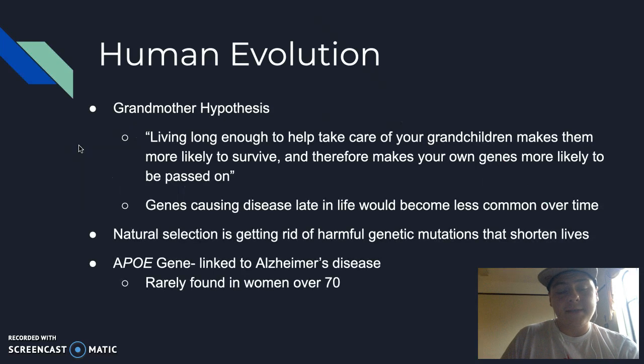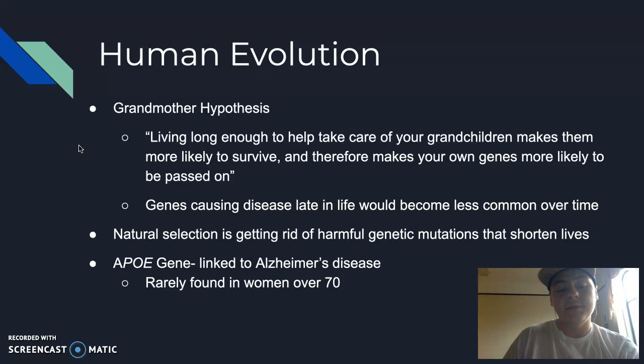And there's this thing out there called the grandmother hypothesis, and it goes something like this. Living long enough to help take care of your grandchildren makes them more likely to survive, and therefore makes your own genes more likely to be passed on. This makes a lot of sense, as genes causing diseases late in life would become less common over time if the grandmother hypothesis is true, and then natural selection would help to get rid of harmful genetic mutations that shorten lives. And one specific example of this is the APOE gene, which is linked to Alzheimer's disease.